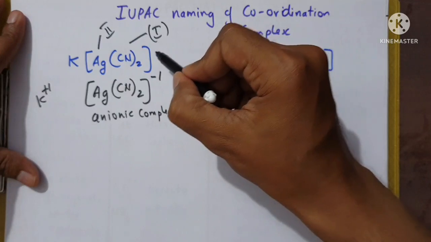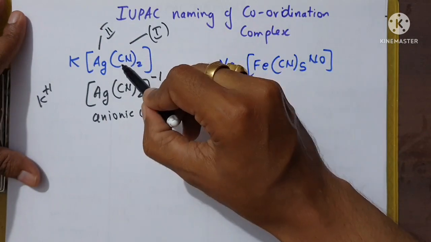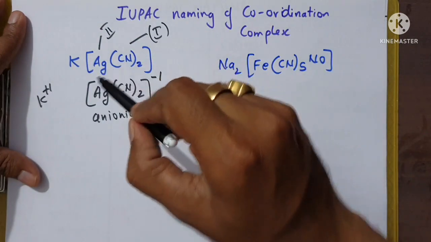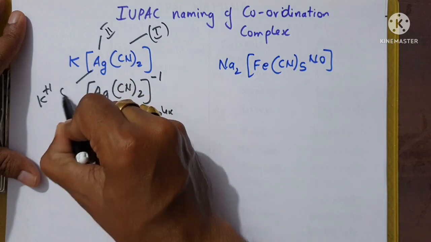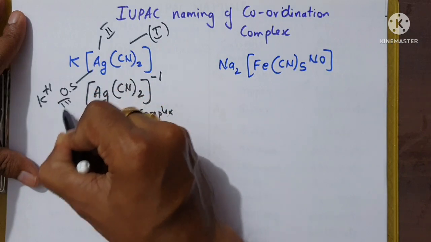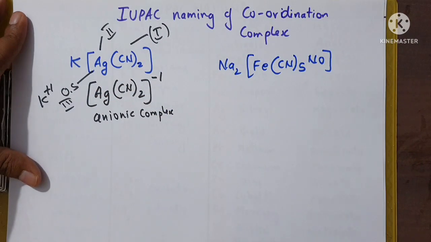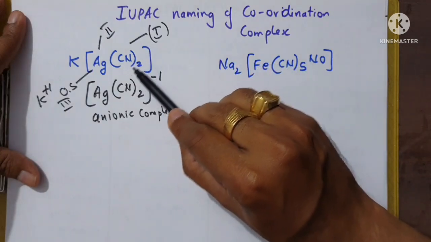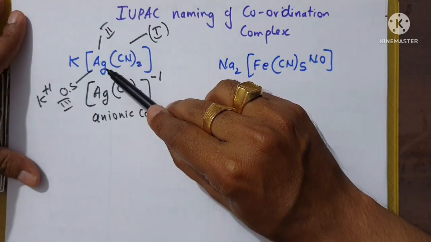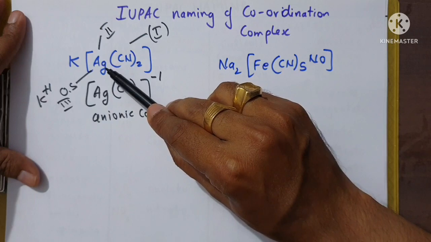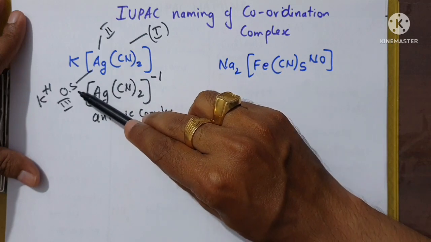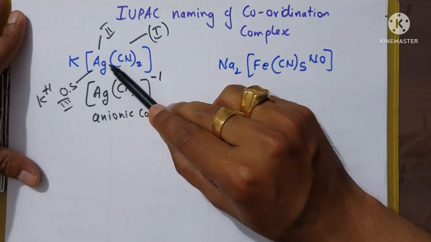Then we should find the oxidation state of the central metal atom. Oxidation state of the central metal atom, that is 3. So remember, first write the name of the ligands. This is a ligand. This is a central metal atom. And find the oxidation state of the central metal atom. And then we can go further.